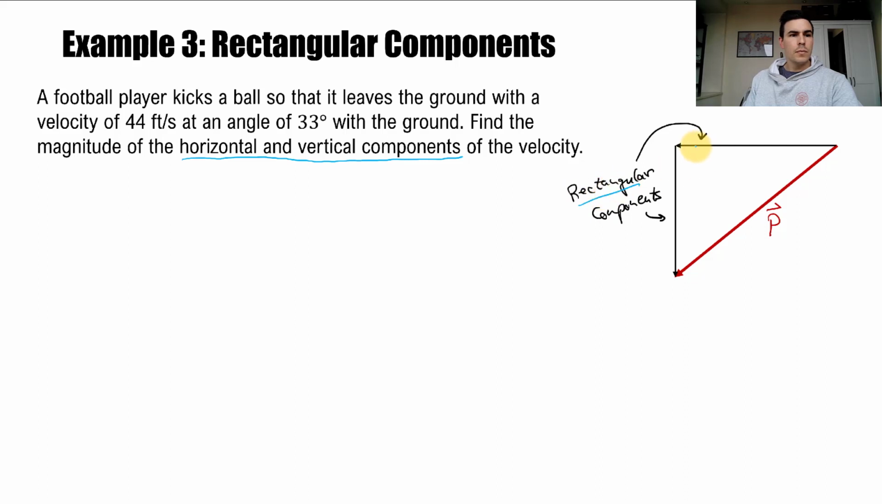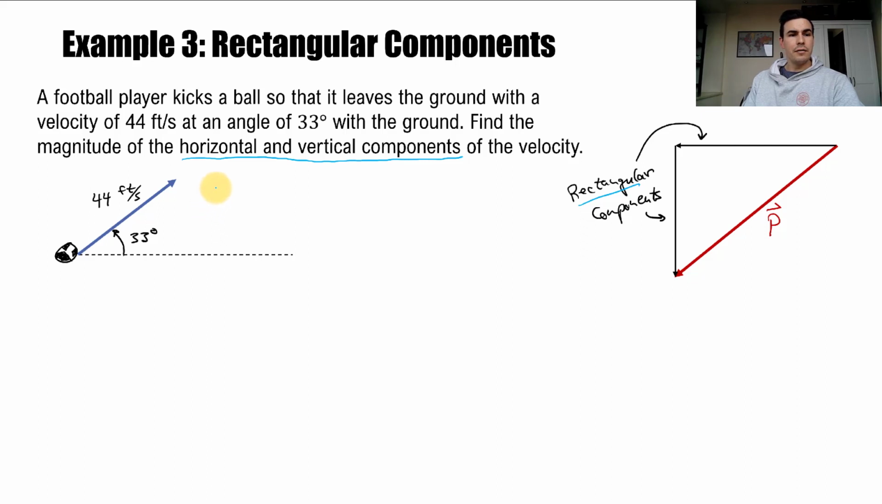All right, so we have a football player who kicks a ball so that it leaves the ground with a velocity of 44 feet per second at an angle of 33 degrees with the ground. We're asked to find the horizontal and vertical components of the velocity. So this is our ball here, and it's getting kicked at this angle of 33 degrees with the horizontal, with the ground. And our magnitude is going to be 44 feet per second. So that's the velocity of the ball being kicked.